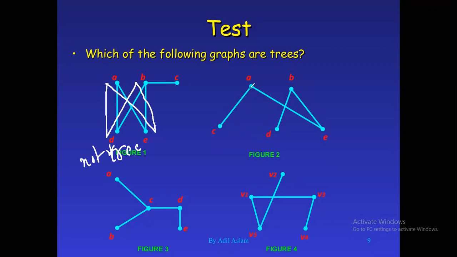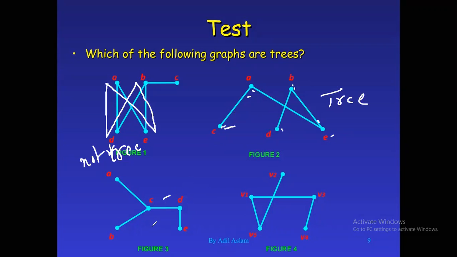Next, come to this one. Is it a tree? Is there any circuit? No. Is there a path between every pair of vertices? Yes, I can move from C to E, C to A to E. I can move from C to D, C to A to E to B, B to D. Therefore, it is a tree.